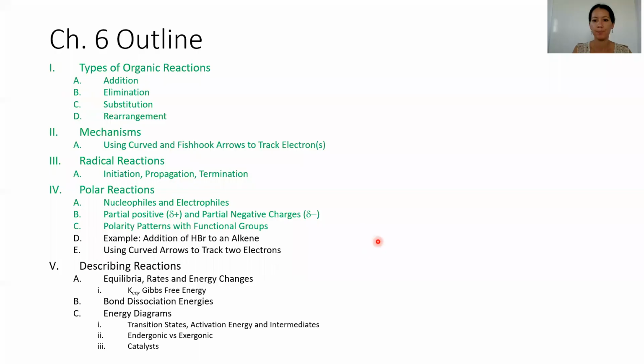Hello students, we're starting chapter 6, and the two important things to focus on in this first part are the use of curved arrows, double-headed arrows, and fishhook arrows. Also, the difference between polar reactions and radical reactions. Let's get started.